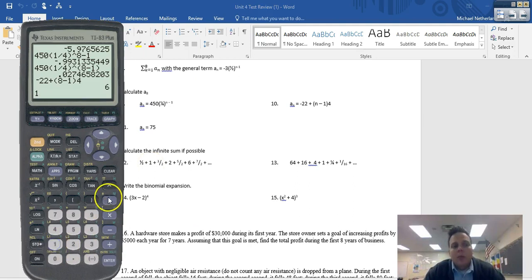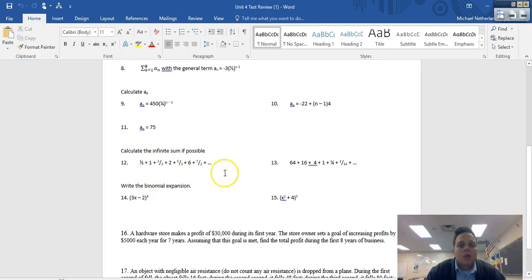Alright, so we can check that by saying 1 divided by 1/2, so second term divided by first term. And then we could check that same idea by doing third term divided by second term. And I get 1.5. And so you notice that it's not the same. Okay? So therefore, number 12, you can't do it. It's not possible.